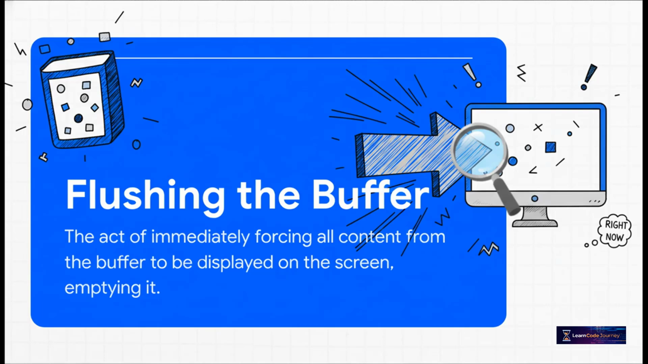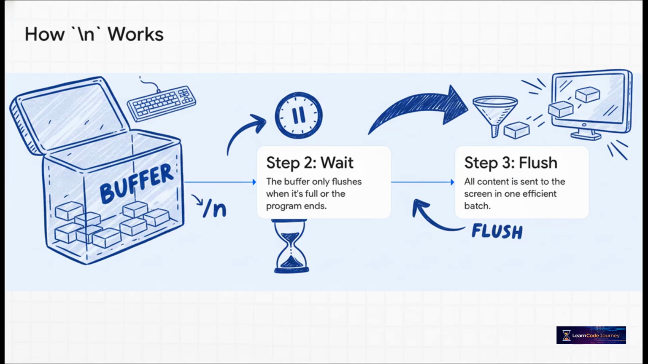So what does flushing the buffer even mean? It's basically kicking everyone out of the waiting room immediately. It's telling the system, hey, whatever text you're holding on to right now, I don't care if you're ready, just push it all to the screen. Right now. Let's look at \n first. It's the patient one. When you use it, the text goes into the buffer, and it just chills. It waits for more text to come along. It's happy to wait until that buffer is totally full, and only then does it send everything to the screen in one big, efficient package.